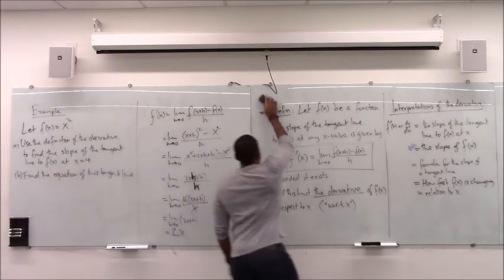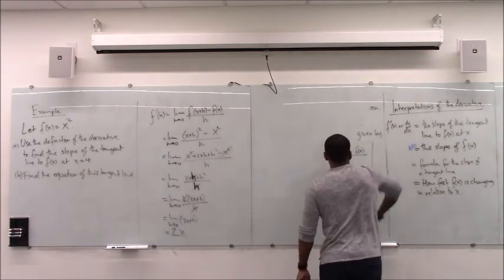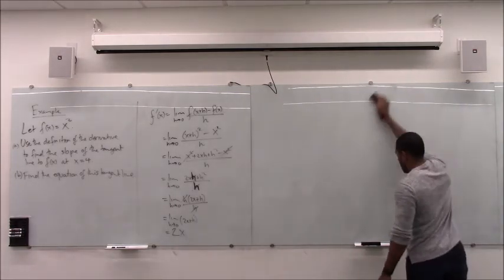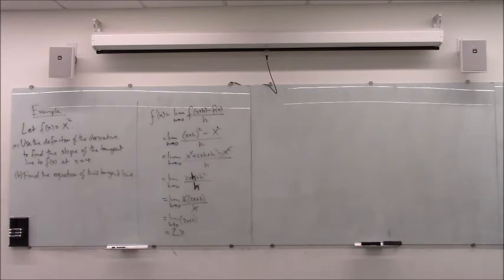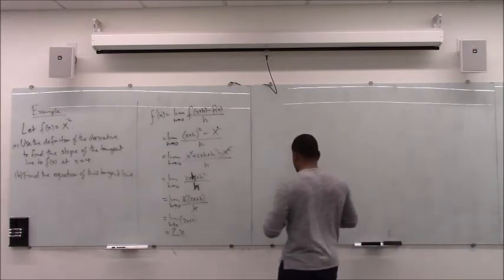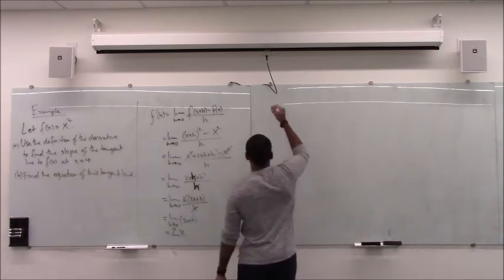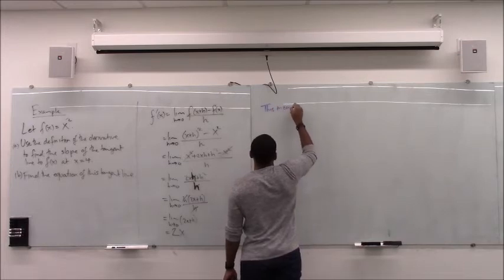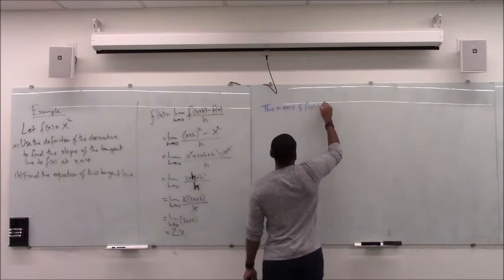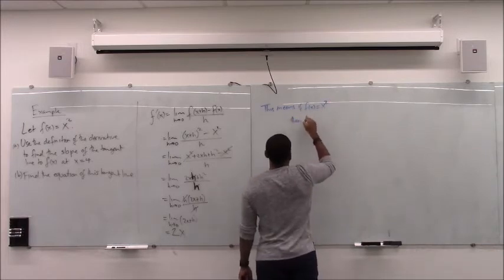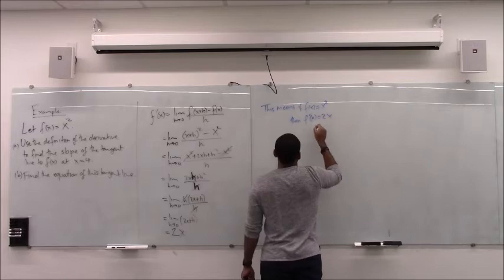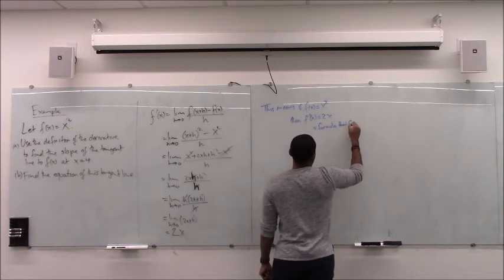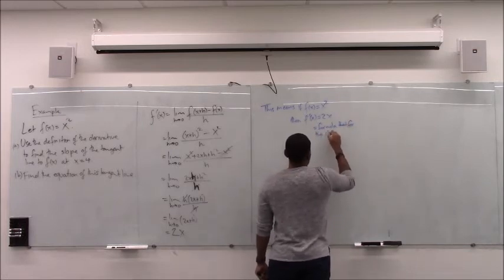Now, what does that mean? It's not necessarily a part of the answer, but I just want you to appreciate what this means. This means if your f of x is x squared, then your f prime of x is going to be 2x. And this is a formula for the slope of the tangent line.